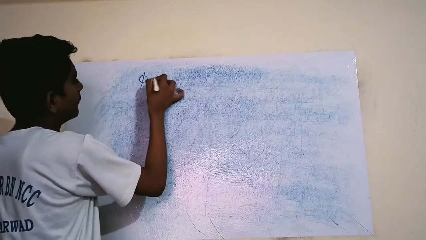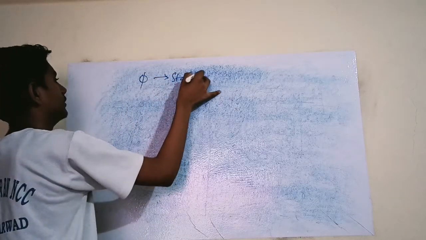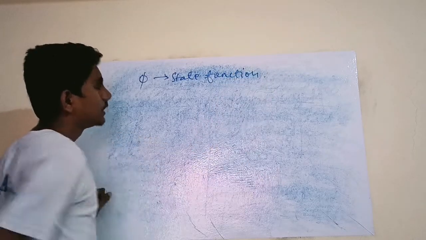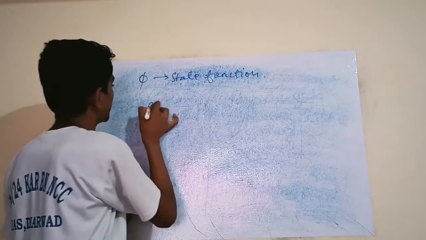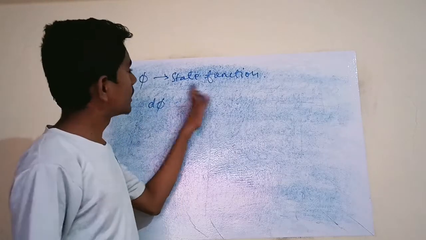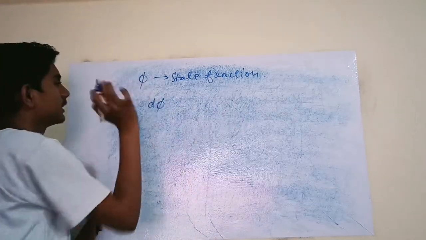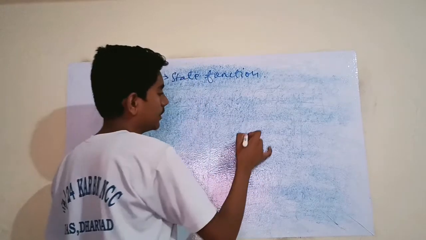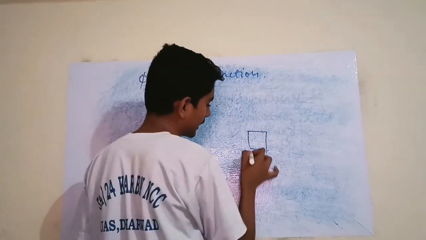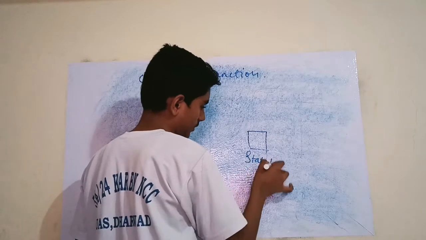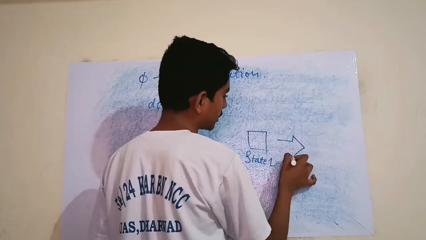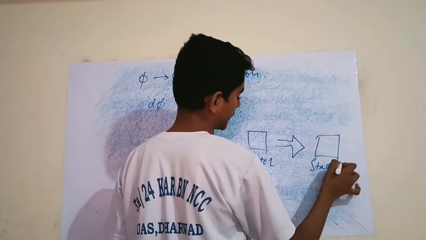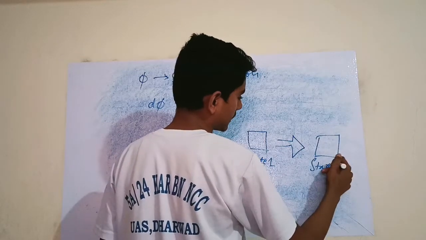Take phi as a state function. Now consider a small change in the state function, dphi. If an object is at initial state 1 and it has changed to state 2, this is the final state. You consider it like this.